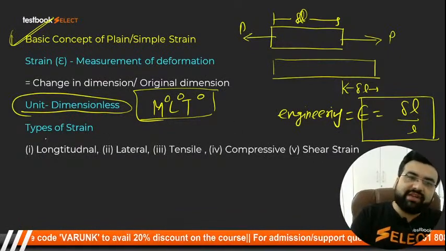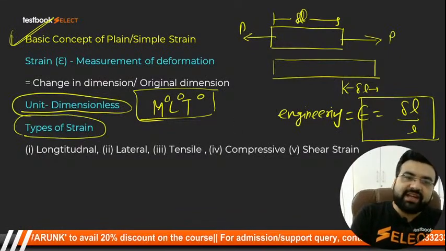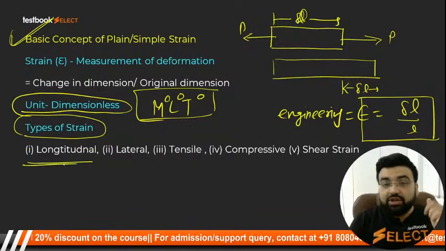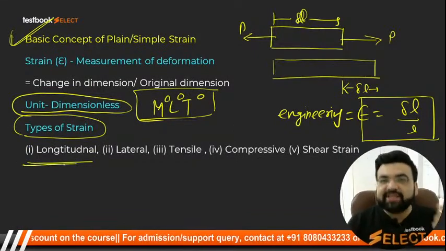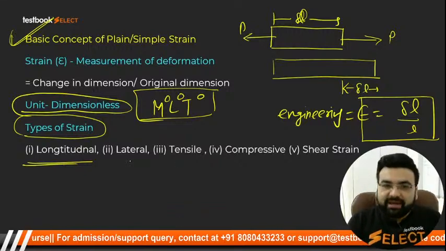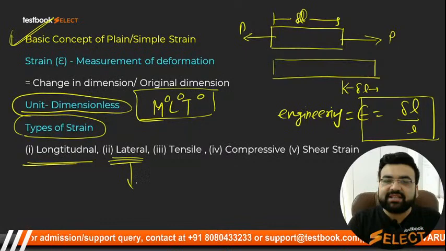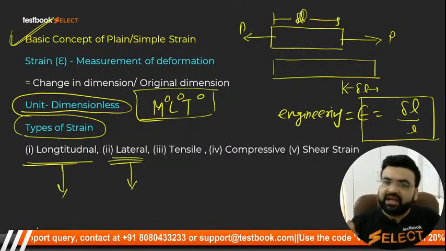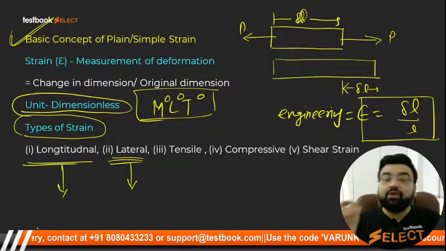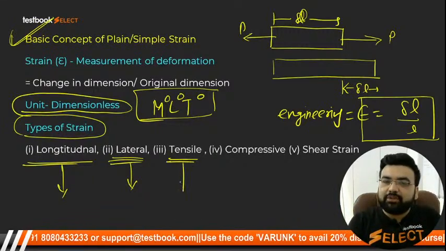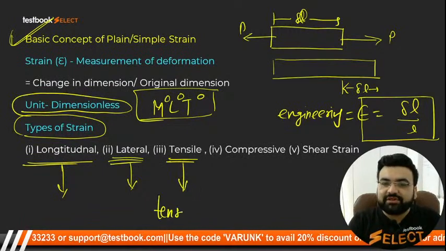Now students, what are the various types of strains we have? We can have a longitudinal strain which is acting in the longitudinal direction. Longitudinal का मतलब क्या होता है? जो longest direction है that is said to be the longitudinal direction, और उसके perpendicular जो direction that is said to be the lateral direction. So ये longitudinal direction में भी आपका strain हो सकता है, ये lateral direction में भी आपका strain हो सकता है. इसके अलावा it might be a tensile strain also because of tensile forces.